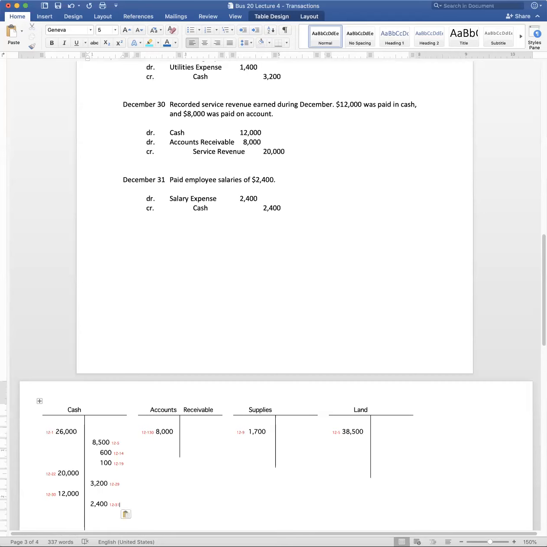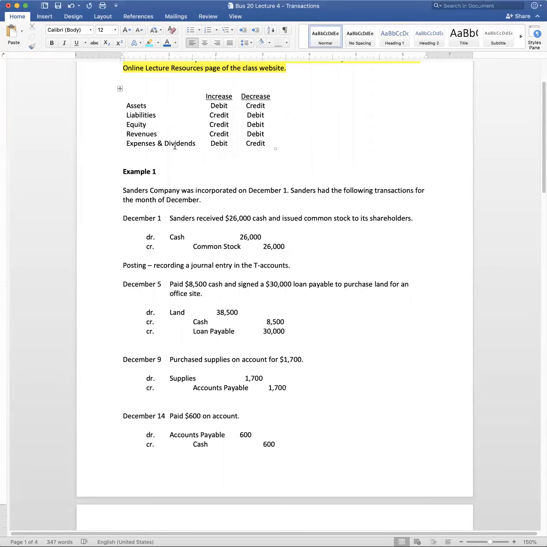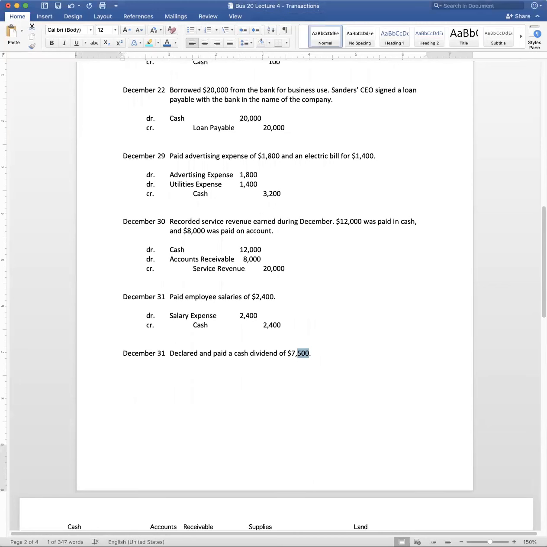All right, one more transaction for the year. Also on December 31st, the company declared and paid a cash dividend of $7,500. Okay, so they have dividends. Dividends, like expenses and revenues, are increasing. We didn't have any dividends and now we do. So we're going to have a debit to dividends for $7,500.